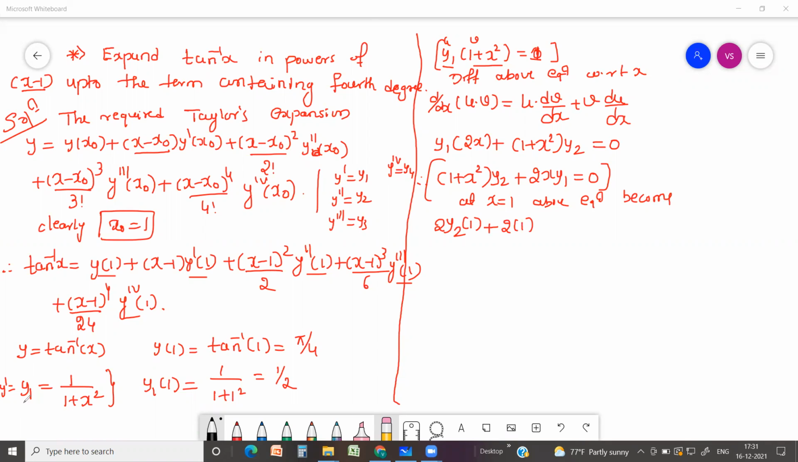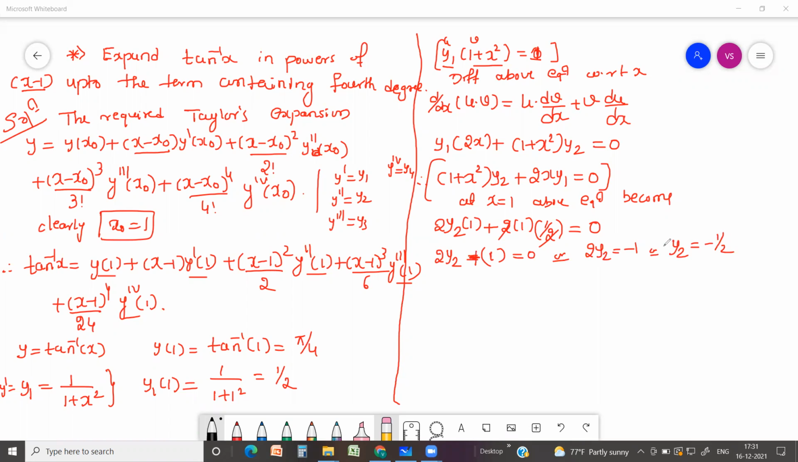So what is that value? The y1 value is 1 by 2. So just substitute here, that is equal to 0. The 2 and 2 cancel. So 2y2 plus 1 is equal to 0, or 2y2 equals minus 1, or y2 equals minus 1 by 2.